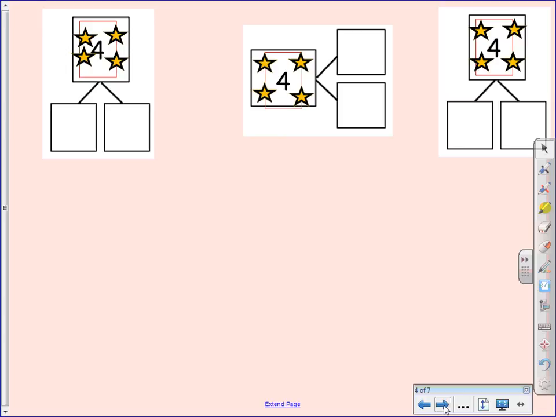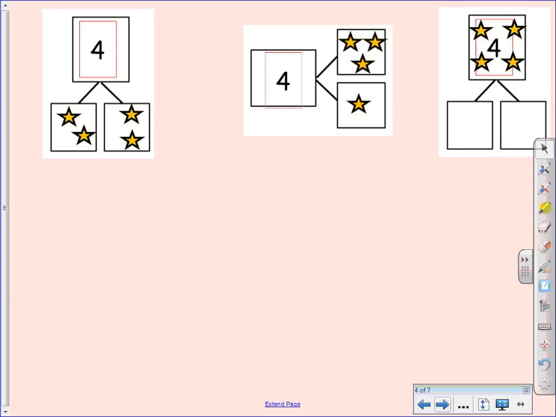In my first box, I'm going to decompose my 4 into 2 and 2. And if the children are doing this, they're physically moving these models. The next one, I did it to 1 and 3. And in my last model, I decomposed 4 into 4 and 0. The same thing, if a child thought that they wanted to put 0 and 4, that would also be acceptable.